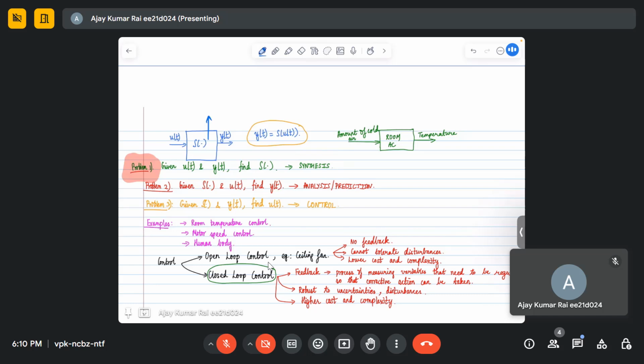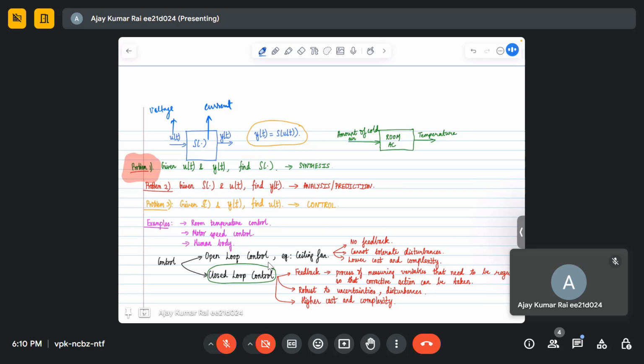Let's suppose you have some system, say a circuit. You're giving the input and you're measuring the output using various sensors. It may be a current sensor, voltage sensor, anything. And you know what the input is. The input can be voltage, so you are giving the voltage, and you're measuring the current. You know both these things, but you don't know what is in the system, how to model the system. That will be the synthesis problem.